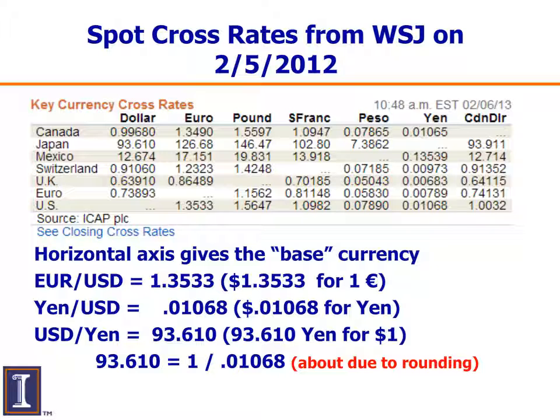Note you could get the reciprocal of that by doing the dollar to the euro, which in this case is dollars given in the first column, euros in the next to last row from the bottom, is 0.73893, and those would be reciprocals of one another.